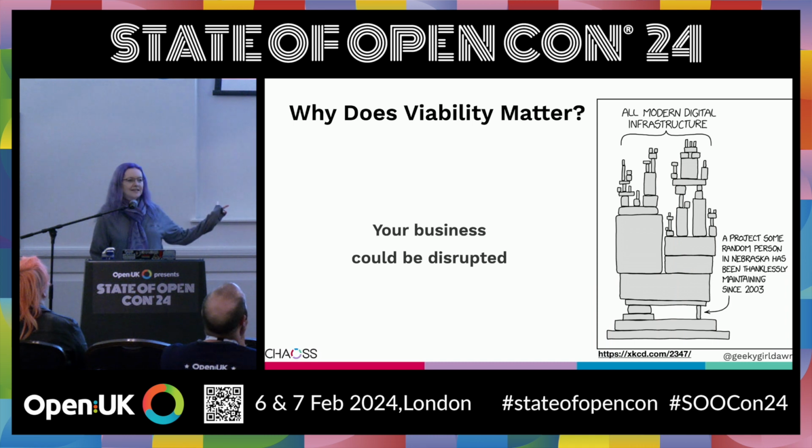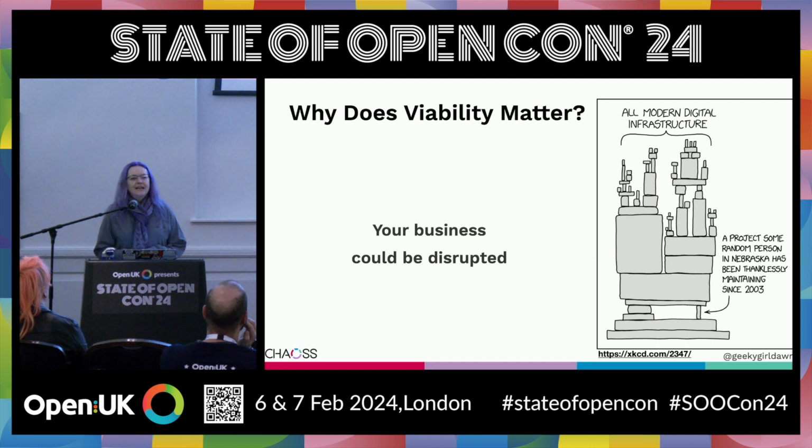So, obligatory XKCD comic. As you know, this scenario is way too common. One of the biggest examples of this was Heartbleed, when we learned that OpenSSL had really no resources to maintain that software that all of us used. And there are hundreds of thousands of other open source projects that are in a similar situation.